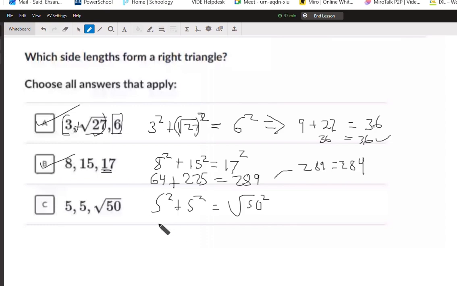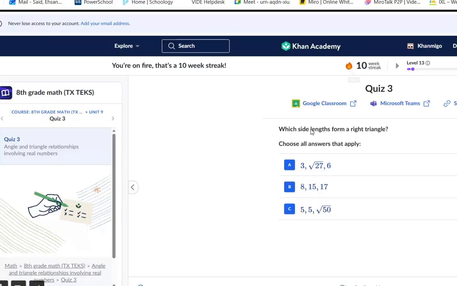And then the last one, which is 25 plus 25, right? Because 5 squared is 25, 5 squared is 25. Square root 50 squared is also, I mean, it's 50, sorry, 50. So that means this is 50 equals 50. So all A, B, and C create a right triangle.